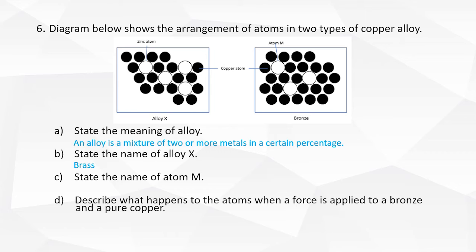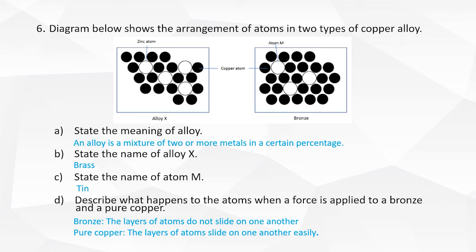Next, C. State the name of atom M. What is bronze made of? Try to recall it back. Okay, the answer is tin. For information, bronze consists of 90% copper and 10% tin, which is mainly used for making medals and trophies. D. Describe what happens to the atoms when a force is applied to a bronze and a pure copper.